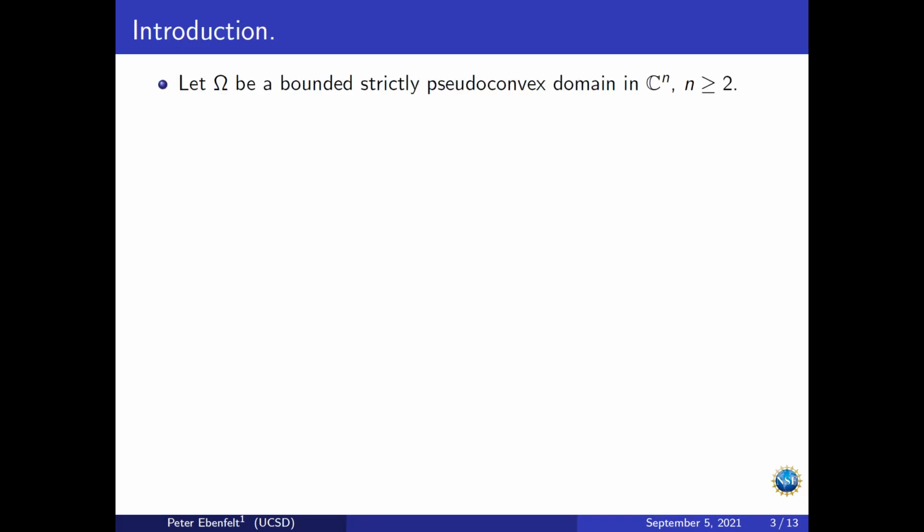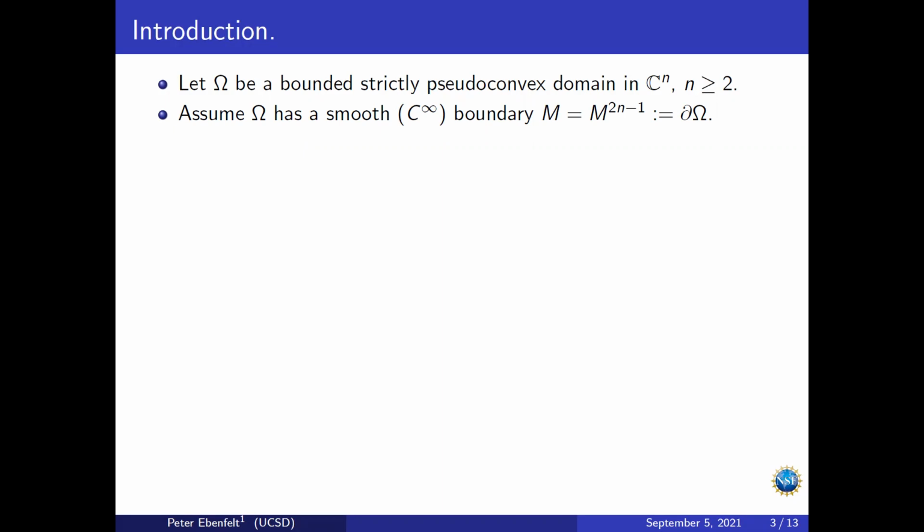So let me start with the setup. Omega is going to be a bounded strictly pseudoconvex domain in C^n. n has to be at least 2. Much of what I'm saying in the beginning happens more generally in pseudoconvex domains, and they don't even have to be necessarily bounded. But for my questions to make sense, I want it to be bounded and strictly pseudoconvex. Oh, and I'm assuming that the boundary is smooth, C infinity.